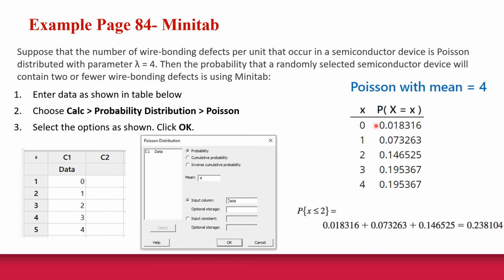So this is when x is 0, x is 1, x is 2. He wanted to know when it will contain 2 or fewer. So we're going to have to add up the cases when it's 0, 1, and 2 to actually get the numbers we got in the previous slide. But you can see Minitab makes these calculations for you.